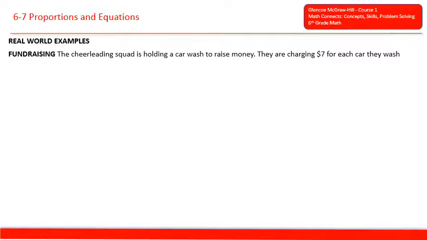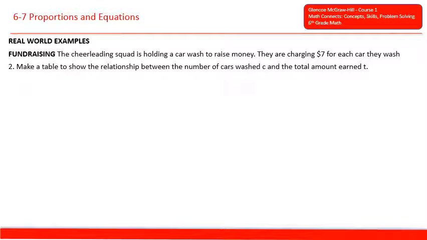Real-world examples. Fundraising. The cheerleading squad is holding a car wash to raise money. They are charging $7 for each car they wash. Number 2, make a table to show the relationship between the number of cars washed, C, and the total amount earned, T. The total earned, the output, is equal to $7 times the number of cars washed, the input.